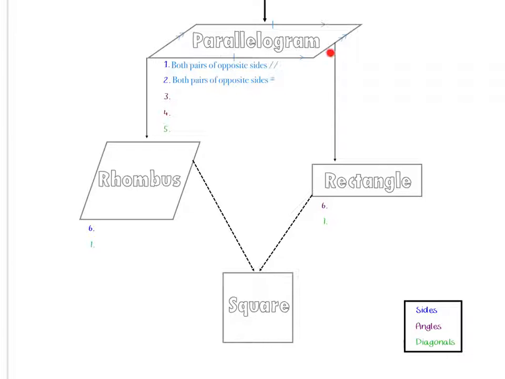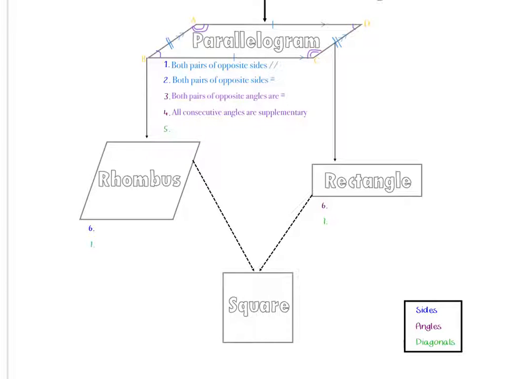So that means that this side is congruent to this side right here. It also means that this side is going to be congruent to this side. So both pairs of opposite sides are parallel and congruent. The next thing that's true about a parallelogram is that the opposite sides are congruent, but also the opposite angles are congruent. So this angle right here is going to be congruent to this angle right here. And this angle right here will be congruent to this angle right here because those are opposite angles.